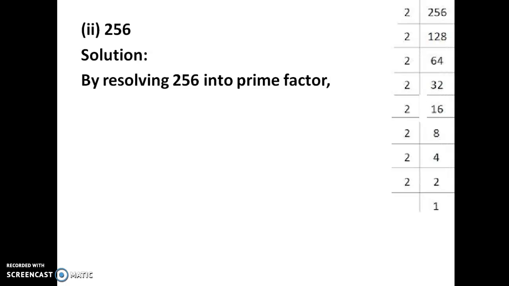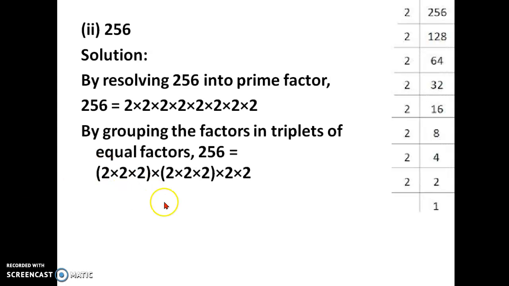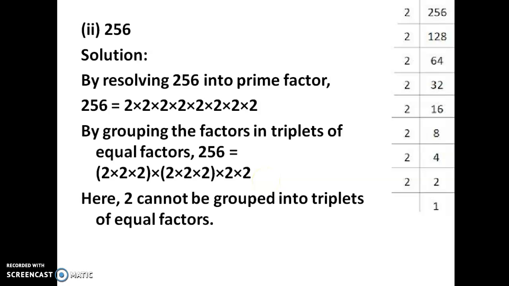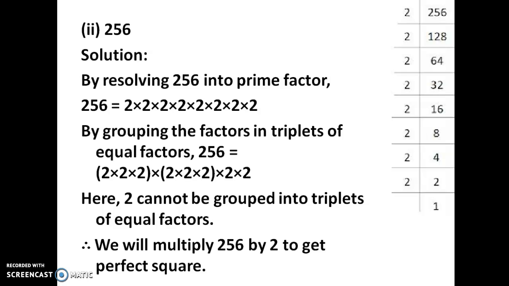256: first do the prime factorization, then group it. If you group it, you are left with 2 factors and one more factor is missing. That means this number 256 should be multiplied by 2 to get a perfect cube.